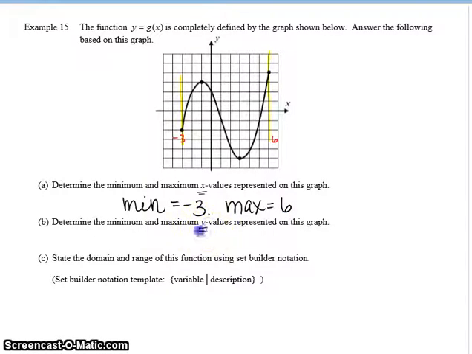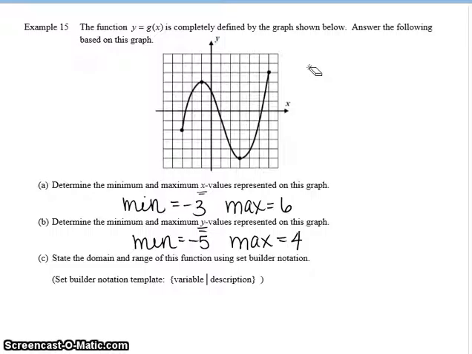Okay, now we have to do it for the y values. So I'm going to erase this off here. Y's go up and down. The highest it goes is up here, and here's my lowest. Okay, so my lowest is negative 5, that's down there, and my highest is a positive 4. So that means min is negative 5, and my max is positive 4. Okay, so if you have a highlighter and draw those in, that's pretty easy.